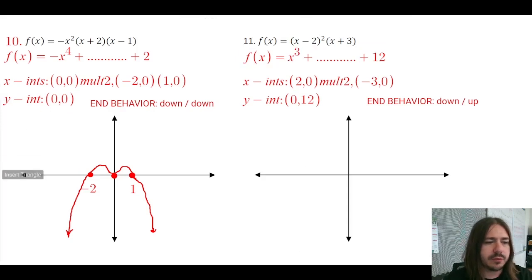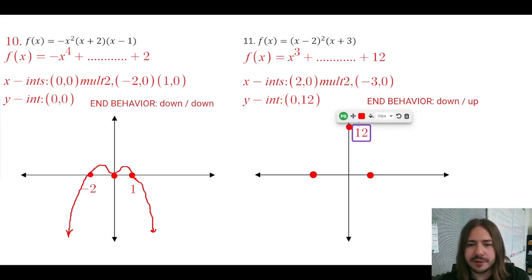All right, so let's plot those points. Got one at 2, 0. That has a multiplicity of 2, so we're expecting a bounce there. And then one at negative 3. And then the y-intercept's going to be way up here at 12. Obviously not to scale here, or else 12 would be way higher. It's good enough, though.